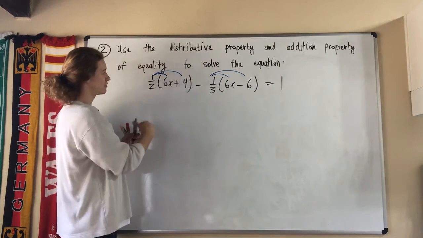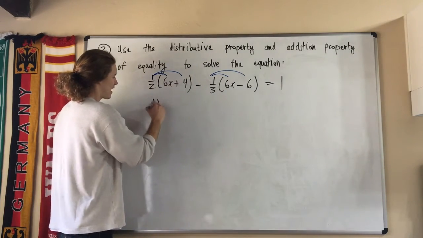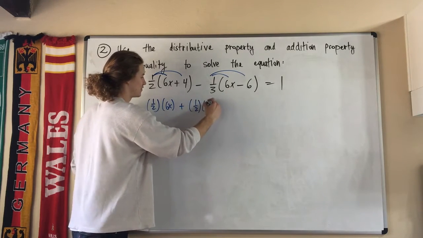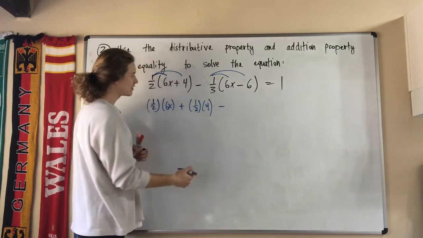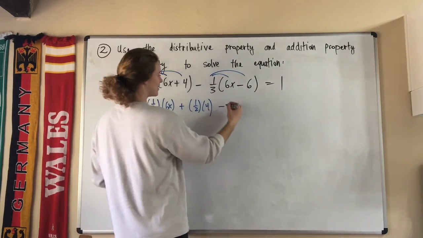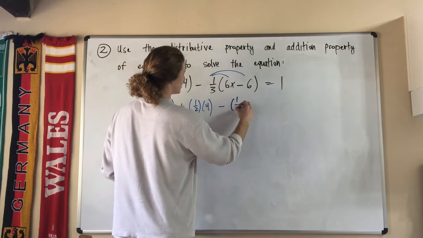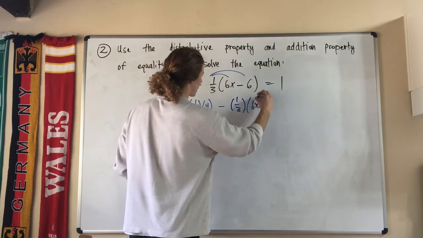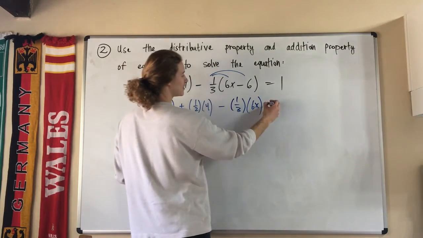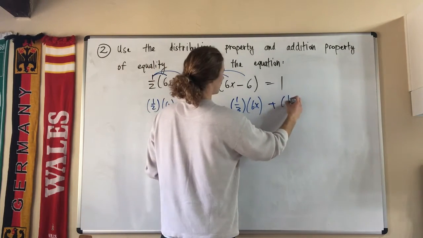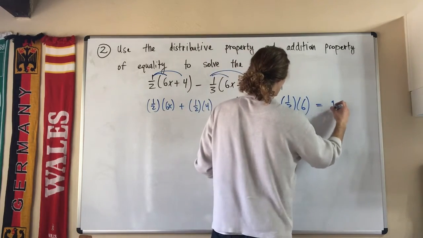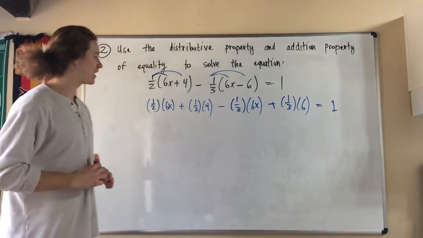So as I write these down, let's talk about this. We start by doing the distribution. So we have 1/2 times 6x plus 1/2 times 4. Now let's see what we have here. We have a negative 1/3 times 6x there, so I'm going to have a minus 1/3 times 6x. And then I have a minus and a minus. That's going to make a plus when I do this minus 1/3 times minus 6. So I'll have plus 1/3 times 6. And then you can see that I still have that equals 1 on the right-hand side.